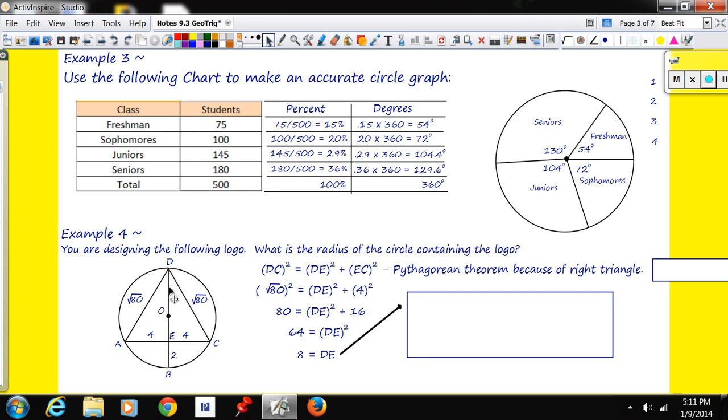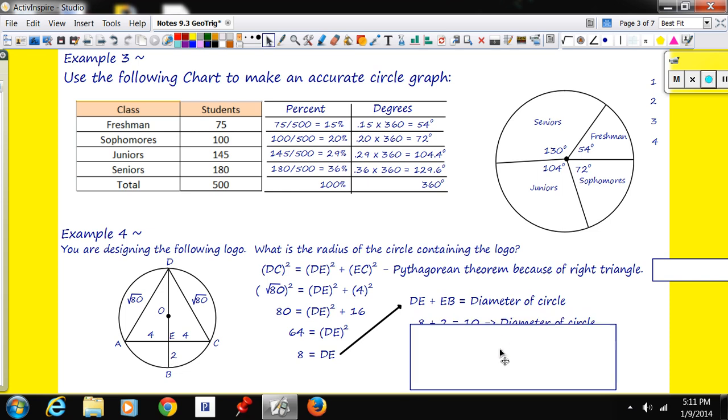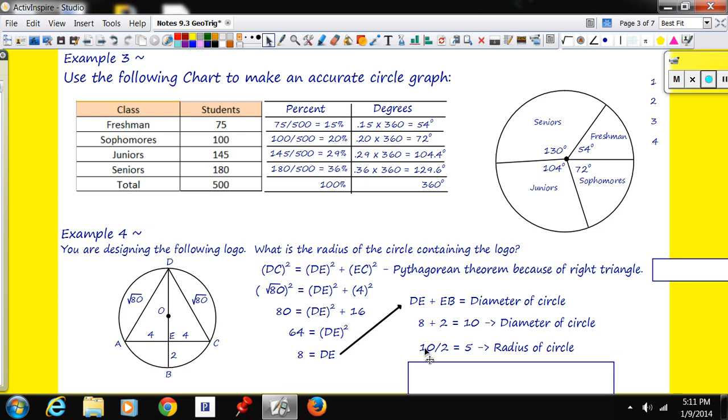So from D to E is 8, plus you've got 2 more here for the whole diameter. So that means that this piece DE plus this piece EB is equaling your diameter. So 8 was DE and EB is 2. That's a 10 diameter. So that means the radius has to be half of our diameter. Take 10 divided by 2, you get 5, and that's your radius of the circle. All right, moving on.